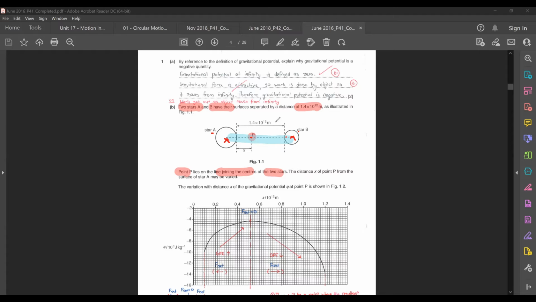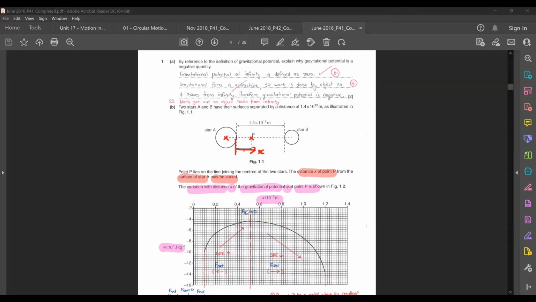Okay, so the distance x of point P from the surface of star A may be varied. This point P here is measured from star A. This is how they measure the x value. They say that the distance of point P from star A can be varied. And then the variation with distance x of the gravitational potential phi at point P is as shown. Your graph here is a graph of potential versus distance x from star A.